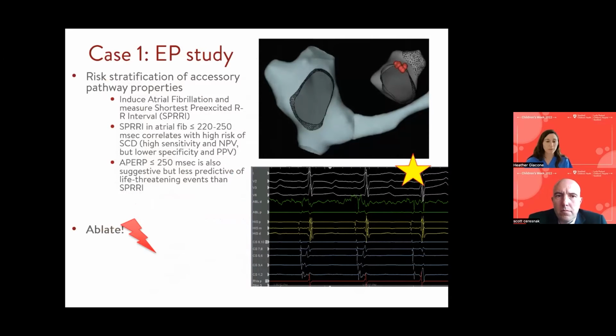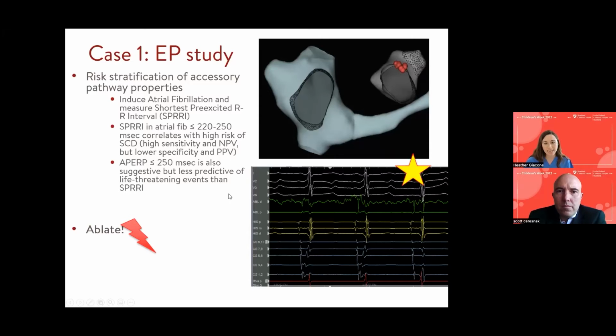This is probably one of the most important and gold standard methods we have to not only determine how risky this pathway is for this patient, but also we can get rid of it. So we can ablate it. And that is the most rewarding thing that I can say that we do in our day-to-day, counseling these patients that we can go in there and get rid of this problem for them.